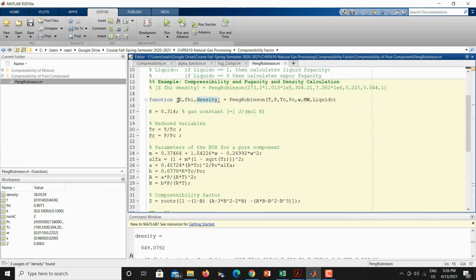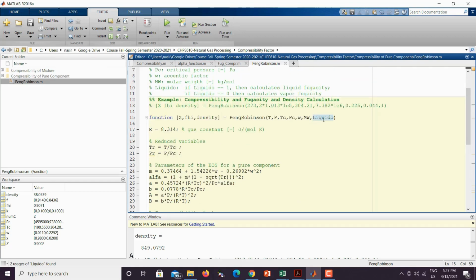So the function that we have here is Z, phi, density. The function name is Peng-Robinson, and the input parameters are temperature, pressure, critical temperature, critical pressure, acentric factor, molecular weight, and liquid. If liquid is equal to 1, it will calculate the liquid fugacity, compressibility, and even the liquid density. If it is 0, then it will calculate the gas density, fugacity, and compressibility. The gas constant is 8.314, in units of joule per mole Kelvin.